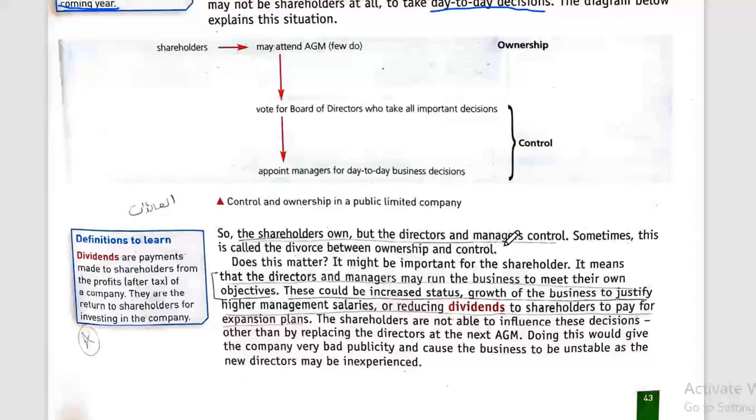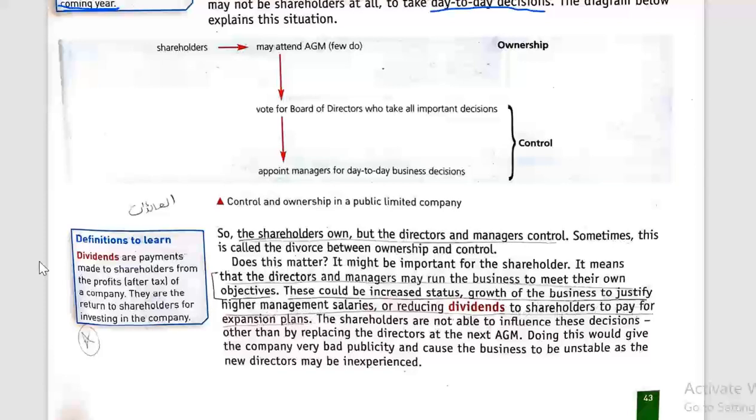So the shareholders own, but the directors and managers control. Sometimes this is called the divorce between ownership and control. It means that the directors and managers may run the business to meet their own objectives. This could mean increasing the status and growth of the business to justify high management salaries, or reducing dividends to shareholders to pay for expansion plans.